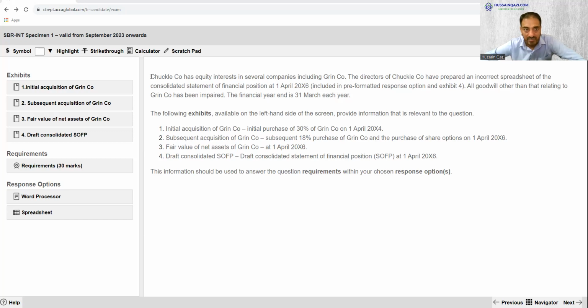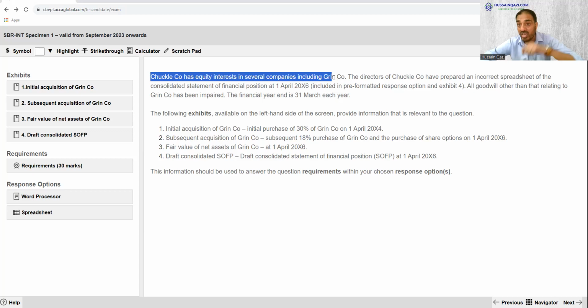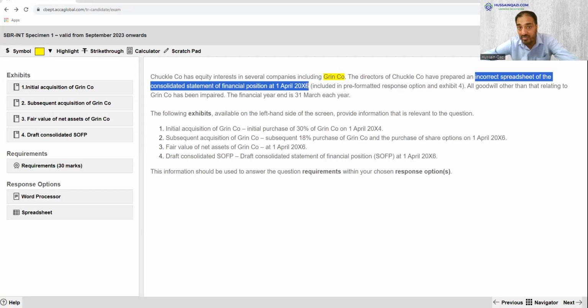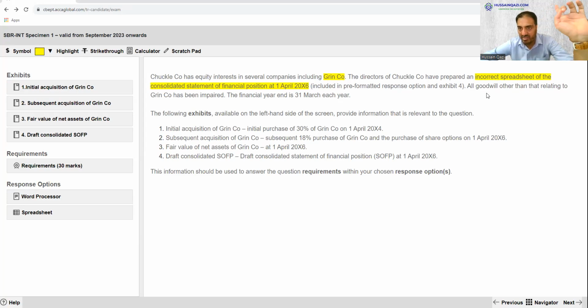First, what you should do, Chuckle company, read the background. Chuckle company has equity interest in several companies, including Green Company. So investor is Chuckle, and Chuckle has made the investment in Green Company. So the question is about investment in Green Company. Number 1, directors of Chuckle Company have prepared an incorrect spreadsheet of consolidated balance sheet for April X6. So it's very clear the question is about consolidated balance sheet and the format is mentioned in exhibit 4.